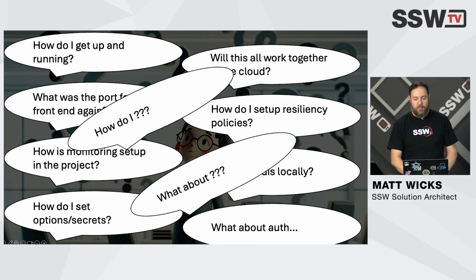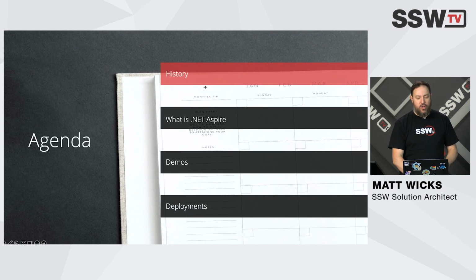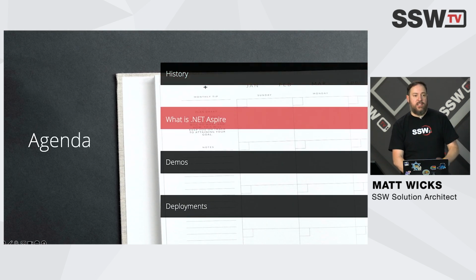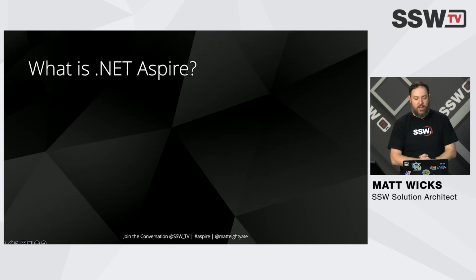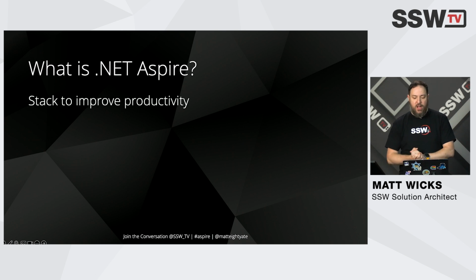And this is where .NET Aspire kind of comes in. So let's talk about what is .NET Aspire. Aspire is a stack that helps you become more productive, especially when making distributed applications and cloud-native applications. But it can be used to build just about anything. So if you're building an application and you're deploying more than one thing, like a web app and a database, this is going to be useful to you.